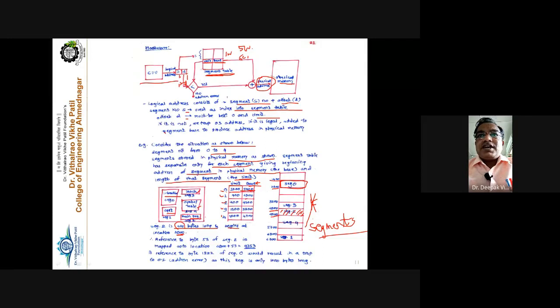Segment number 1 starts at 6300 and the size is 400, so 6300 plus 400 means 6700. This is your segment number 1. In the same way you have segment number 2, segment number 3, and segment number 4, which starts at 4700 and has a size of 1000, so up to 5700. These are the ways the memory is segmented, but not fragmented or divided into a number of frames. Getting this point?